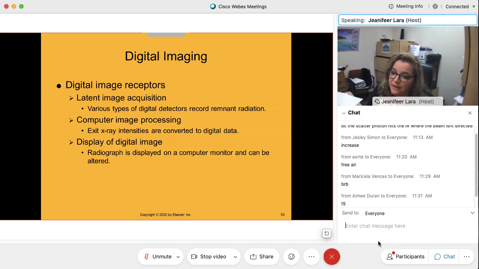Make sense? I'll say that one more time. So your homework, to present to me on Friday, is the digital image receptors. I want you to go back and tell me what is the latent image acquisition. I want you to also tell me what type of digital detectors there are. There's more than one that will record remnant radiation. I want you to also talk to me about computer image processing. What happens to the X-ray intensities that are converted to digital data? And then I also want you to tell me what are the possibilities of altering that manifested image.